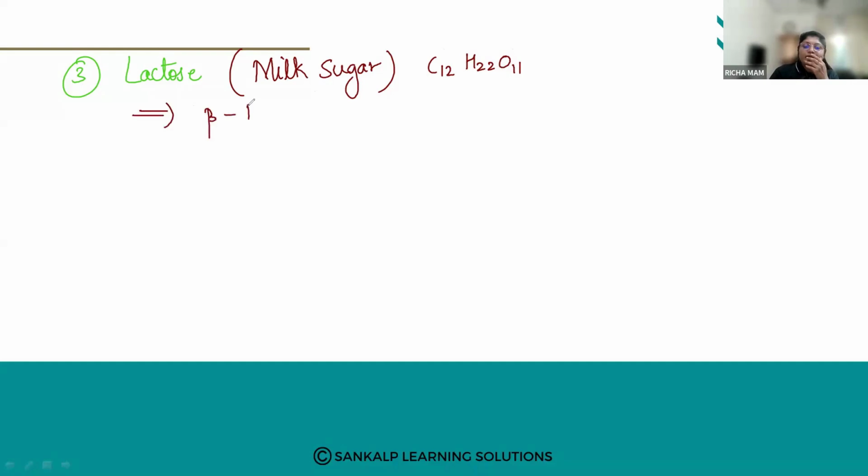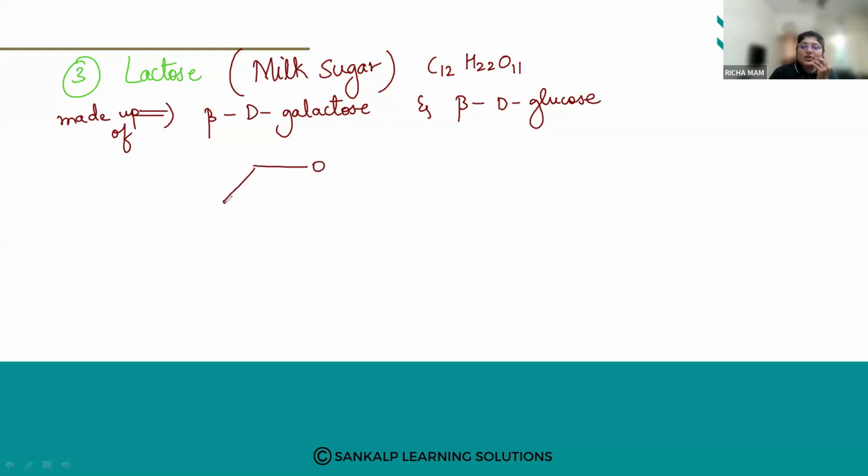It is made up of beta D galactose and beta D glucose. Okay, so let us see the structure. Please write down the structures. Structures are very important.